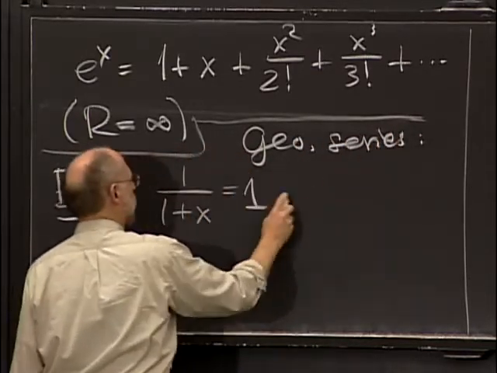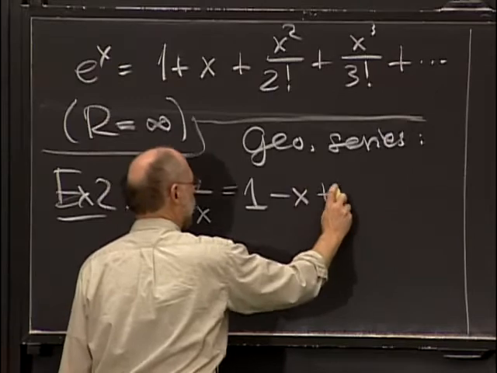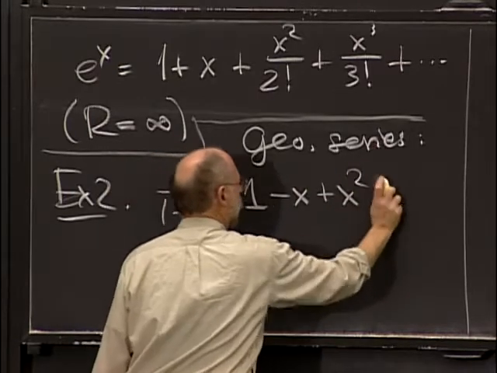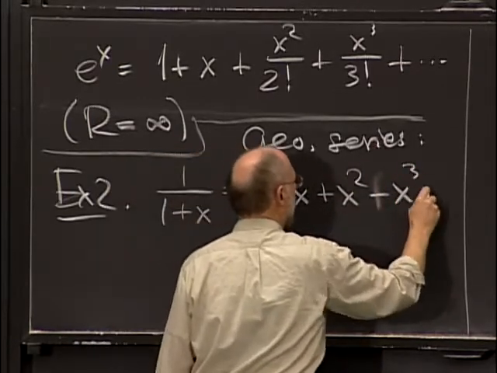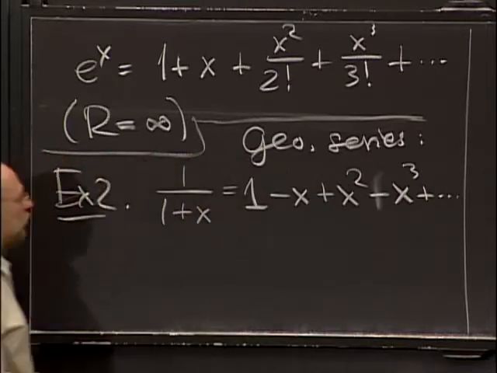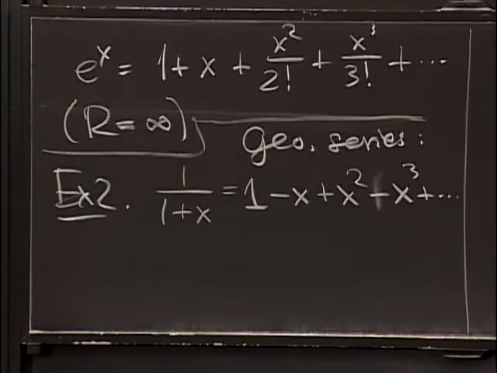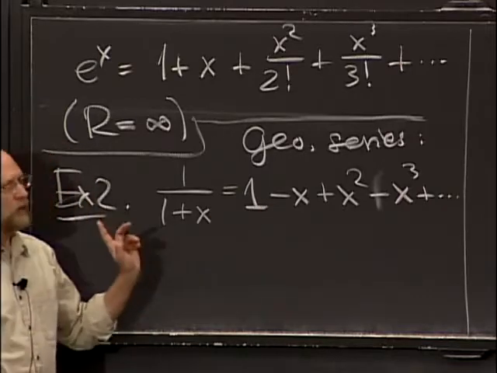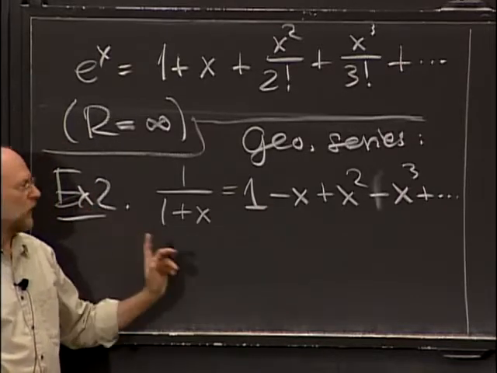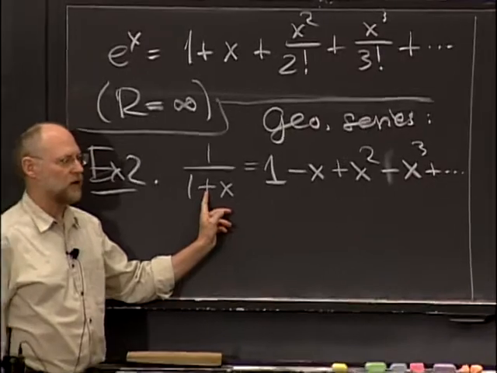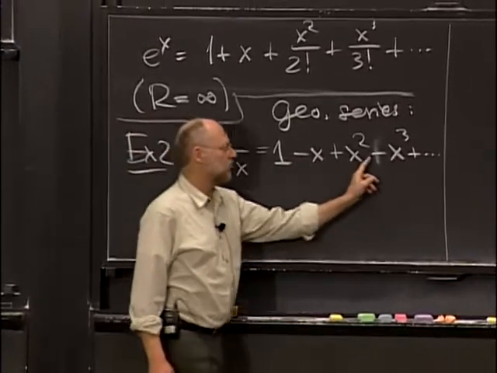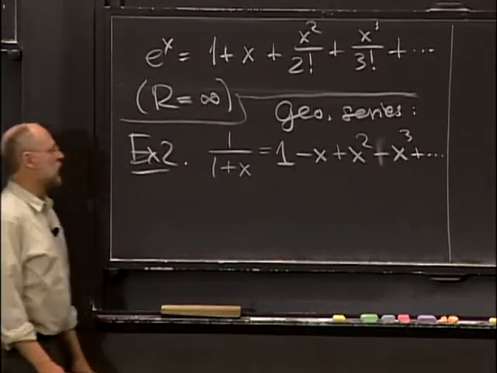tells you that this function can be written as an alternating sum of powers of x. You may wonder where these minuses came from. Well, if you think about the geometric series, as you probably remember it, there was a minus sign here. And that gets replaced by these minus signs.